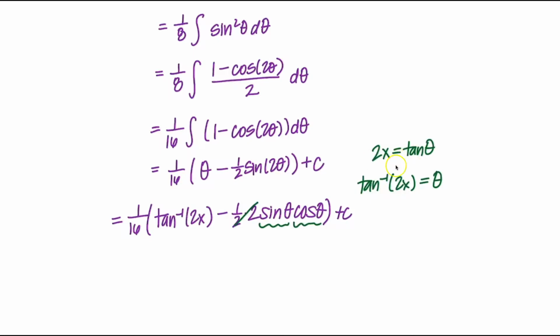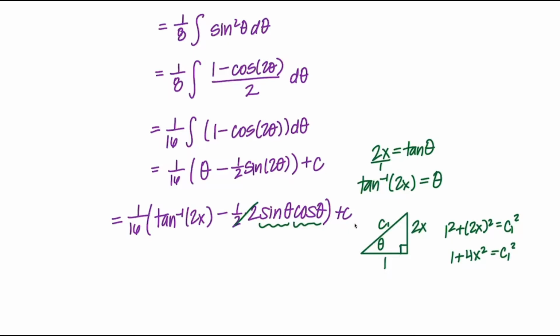It relies on me going back to this original relationship, 2x is equal to tangent theta, and drawing a triangle. So I have, this is really 2x over 1. So let's construct our right triangle. Here's theta. Tangent is opposite, 2x, over adjacent, 1. So we're solving for the hypotenuse this time. Let's call it c1, because I don't want to confuse it with the constant c. So I know that 1 squared plus quantity 2x squared is equal to c1 squared. So that's 1 plus 4x squared is equal to c1 squared.